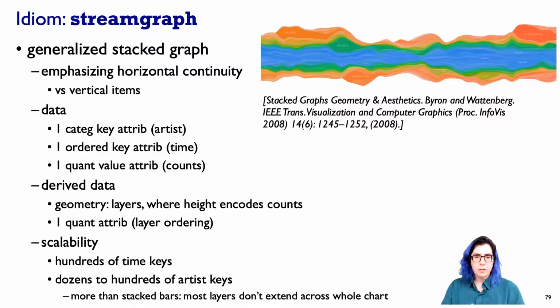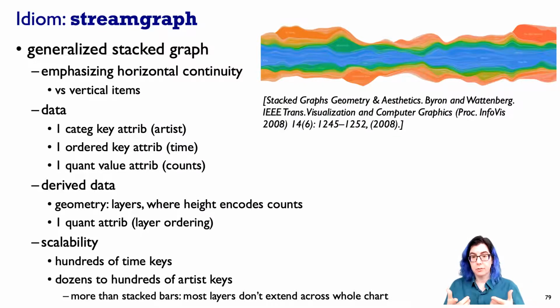So what this particular graph is showing is that there's a categorical key attribute, which is a musical artist. There's an ordered key attribute, which is time points. So time is going horizontally. And then you've got a quantitative value attribute, which is the counts, in this case of how often their songs were listened to. And what happens is we take that base data and we derive geometry.